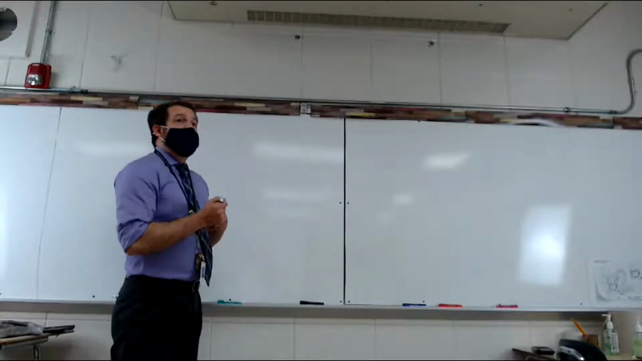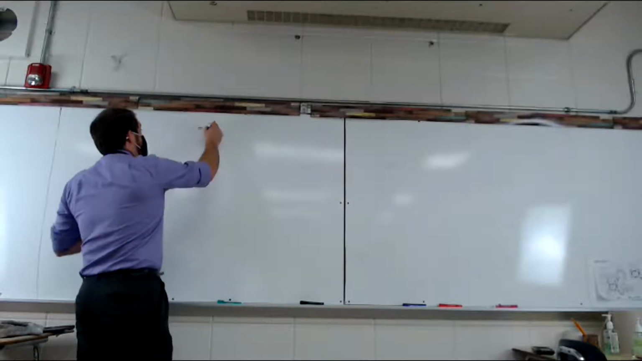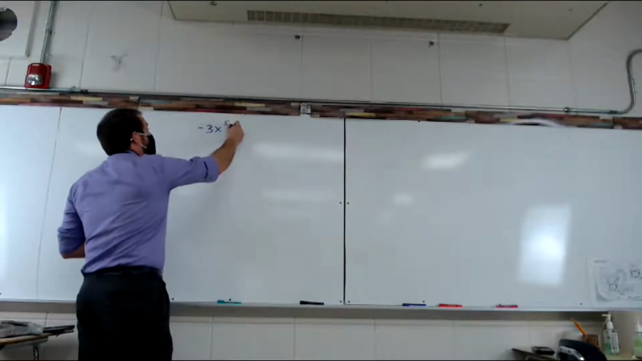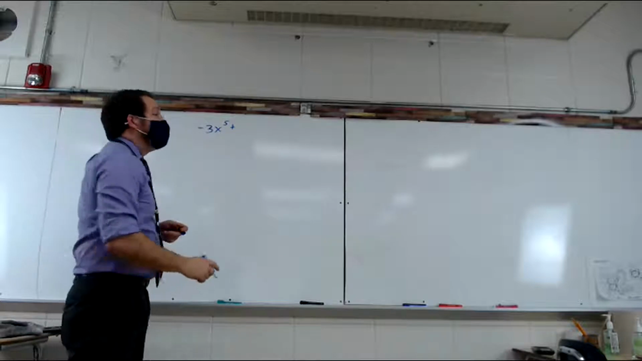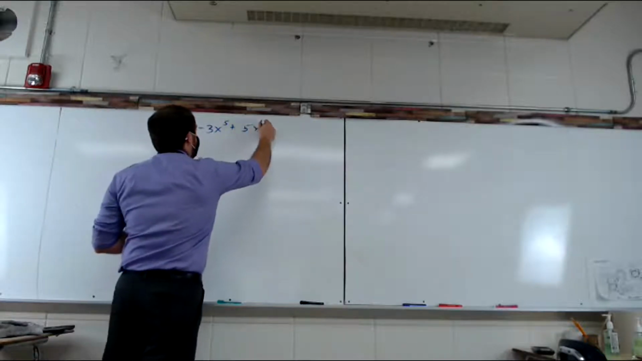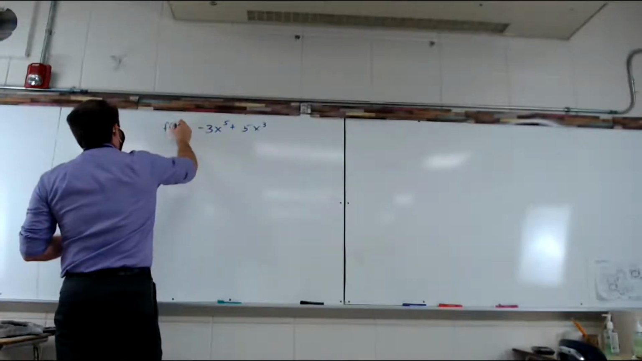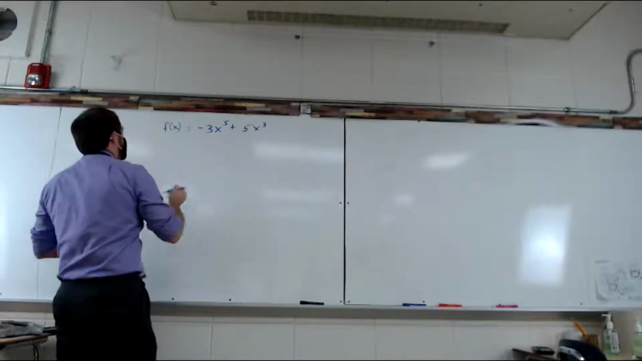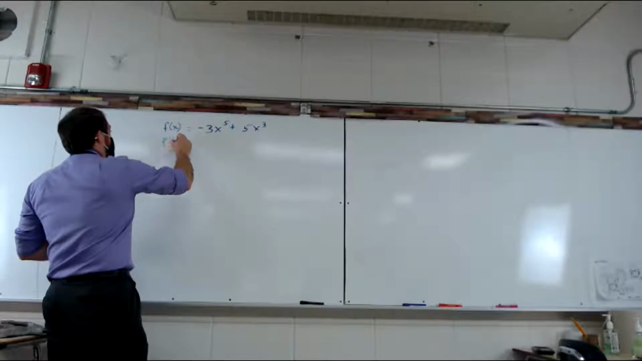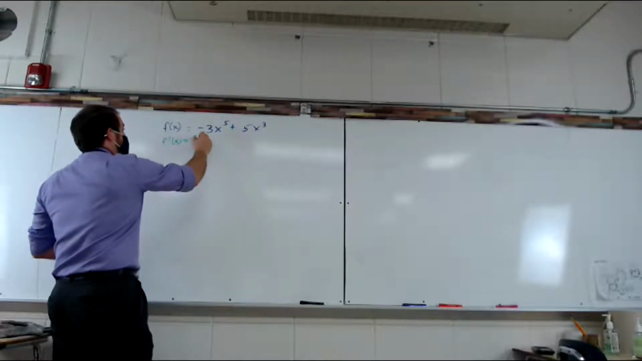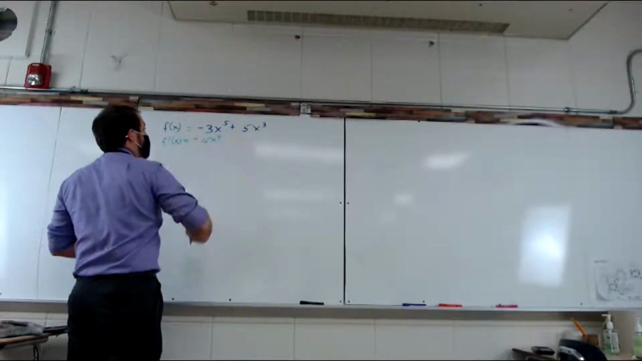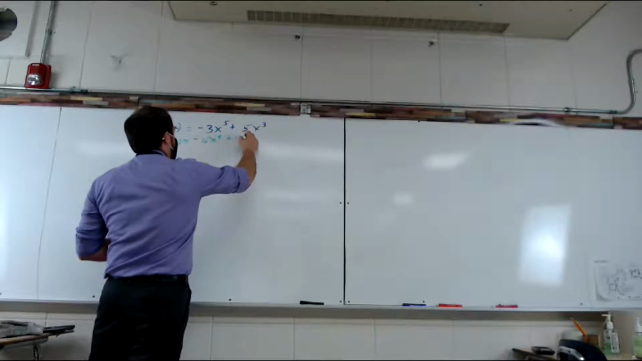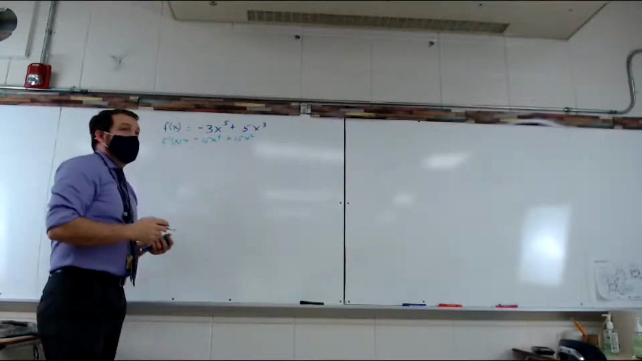Looking at example 5, we have negative x to the 5th plus 5x cubed. This is our beginning function, so we'll go ahead and take the first derivative. What are we looking at here for the first derivative? Should be negative 15x to the 4th plus 15x squared. Are we all set?